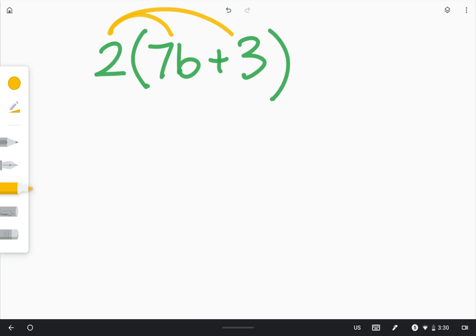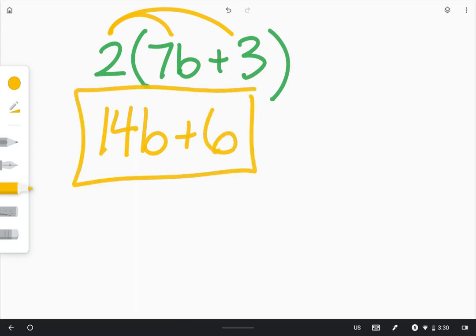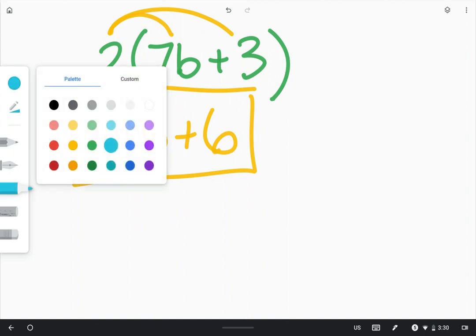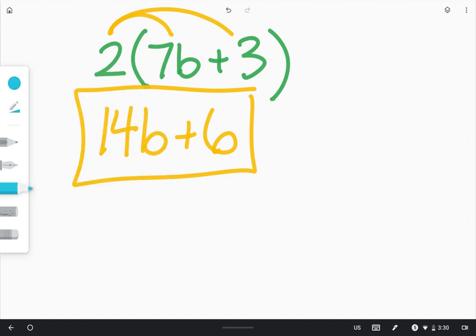So we're going to be doing 2 times 7b. 2 times 7 is 14b. The b doesn't change. And then we do 2 times 3, and that's 6. So this would be the final answer for that problem: 14b plus 6. That's more or less what you're doing in number 7. Number 8 is not much different. It just takes you to more terms, and it introduces a variable in the beginning.